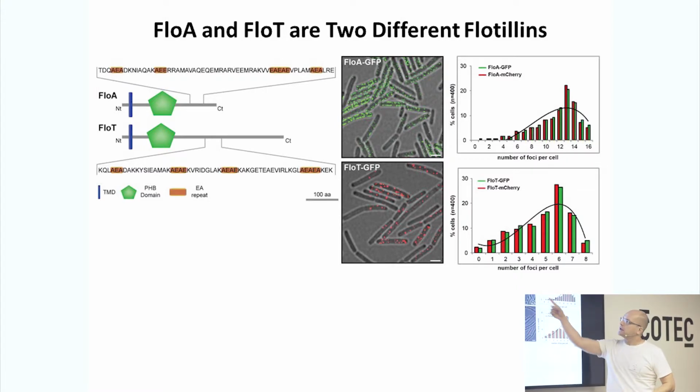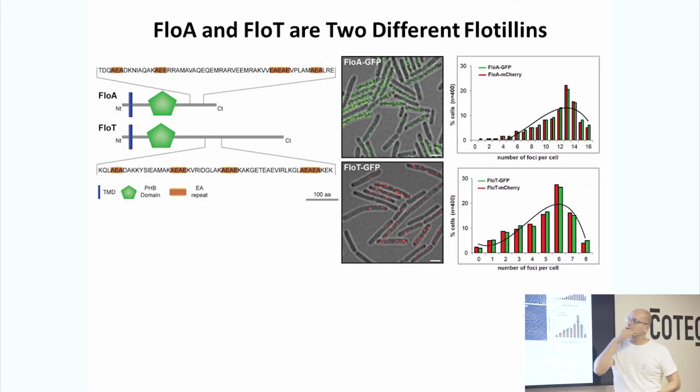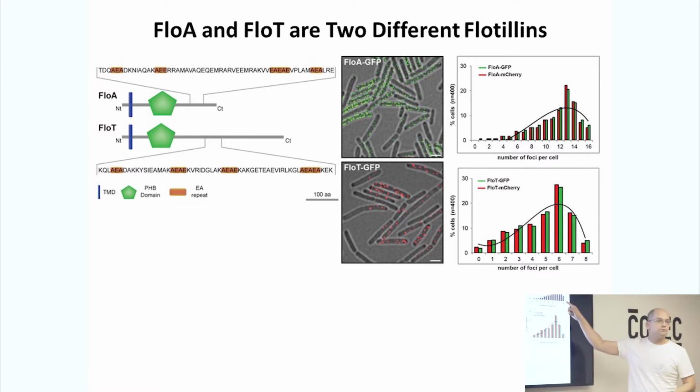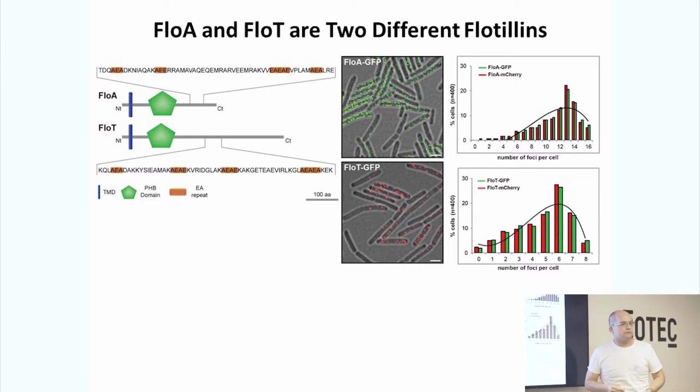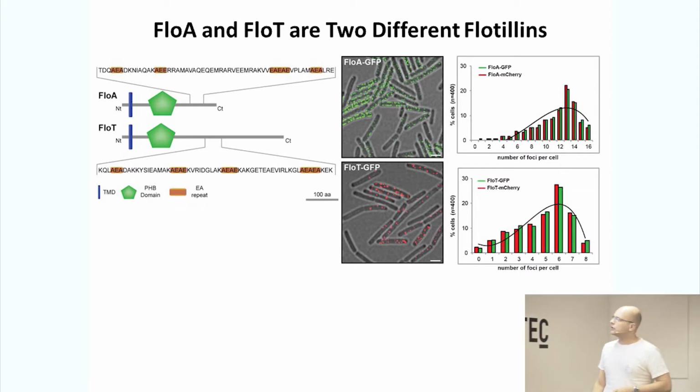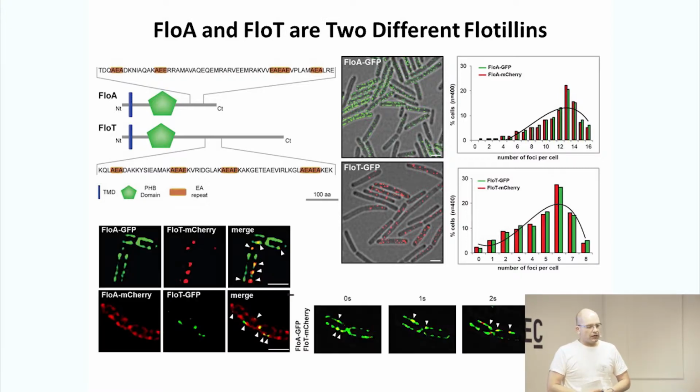Something that is different at the structural level is the number of foci that the two flotillins make. Here is FloA. We normally count around 13 foci per cell. FloT makes like 6. FloA makes double. Of course, when we do colocalization microscopy, we see some colocalization. The problem is that the number of foci is different.